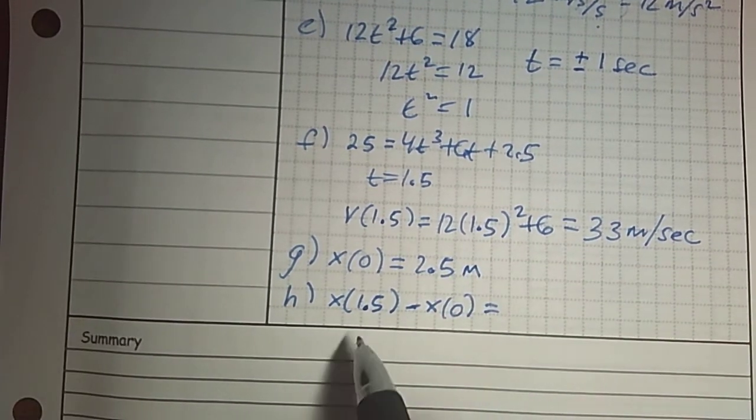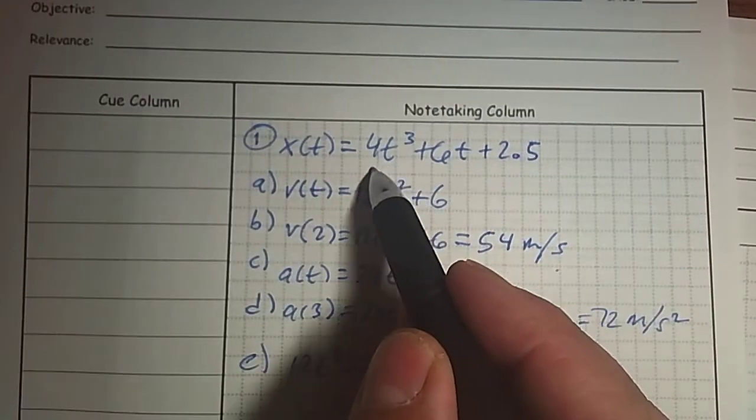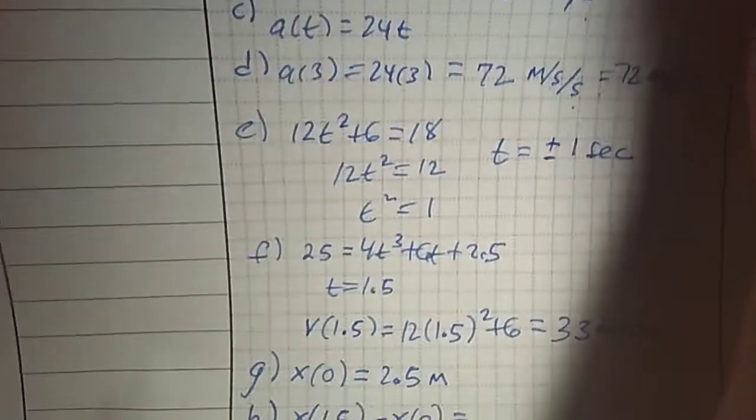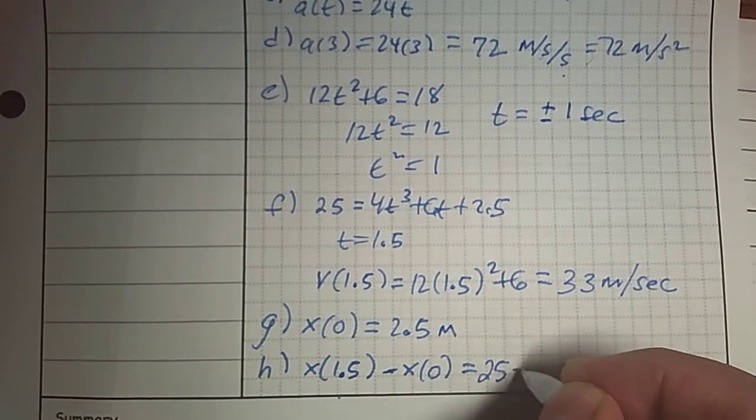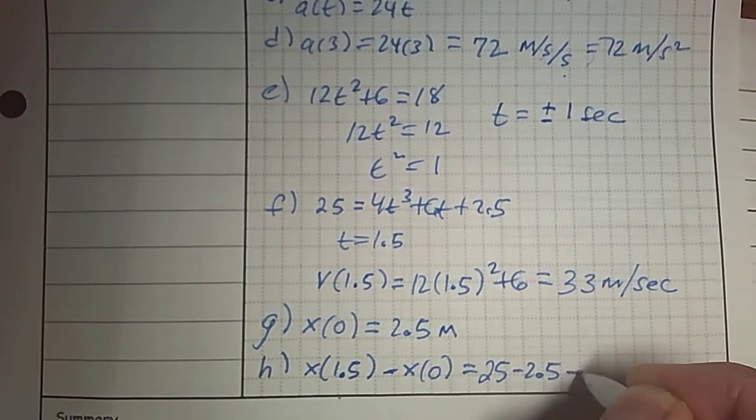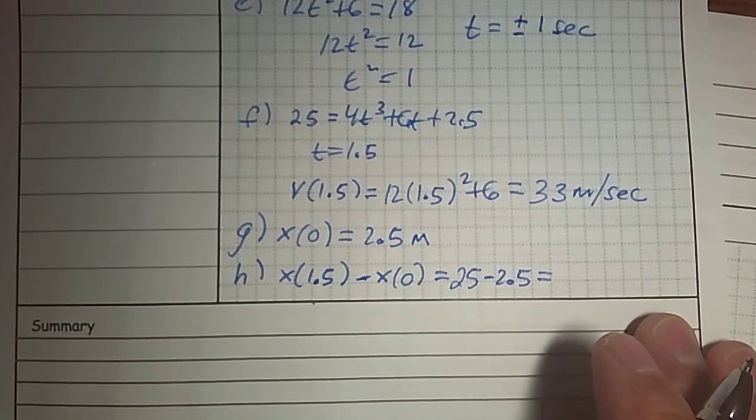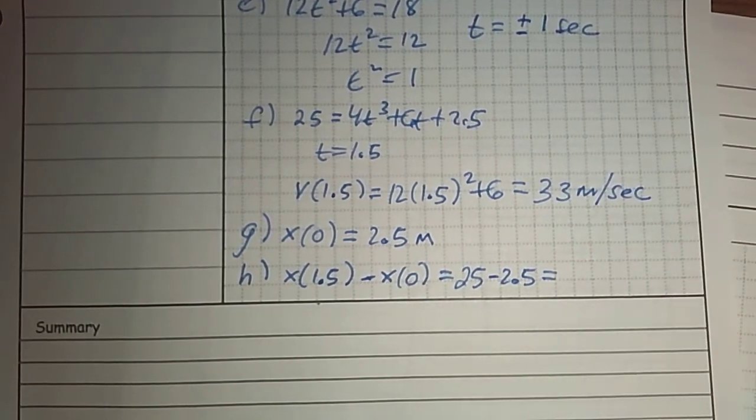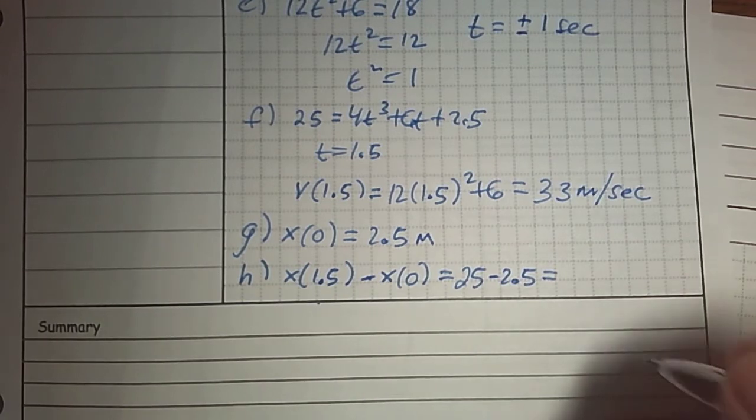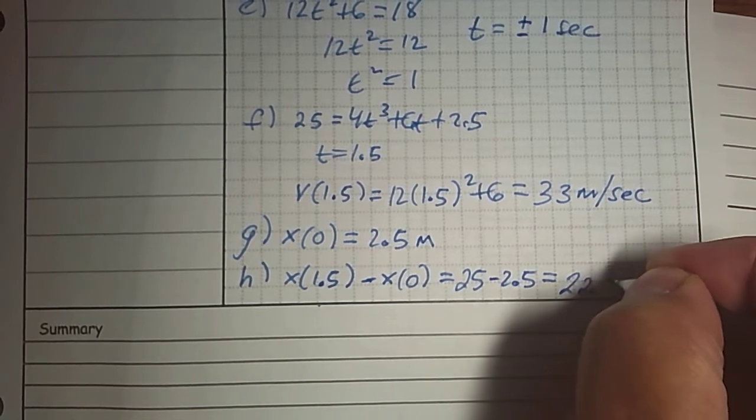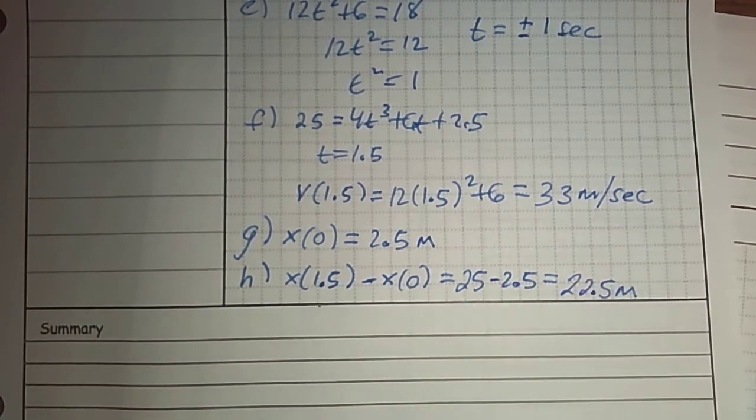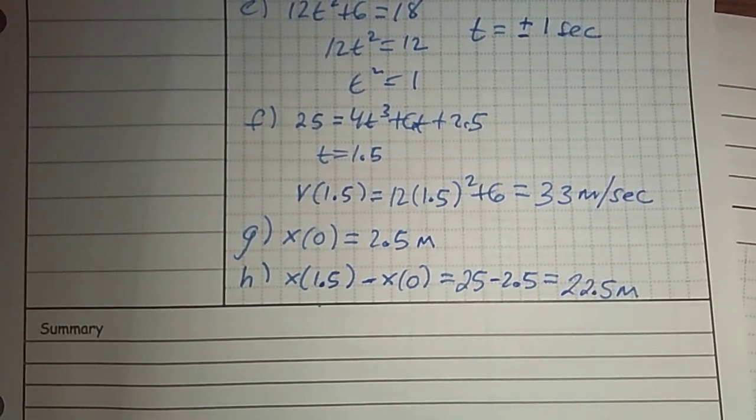So if you plug 1.5 into here, you can use your calculator, you would get the answer 25. We already know at 0 it's 2.5. So what's the displacement of this particle? Subtract it. So where it ended, and then you subtract where it started. That's displacement. And you get the answer 22.5. And again, we need units. So it's 22.5 meters. Done.